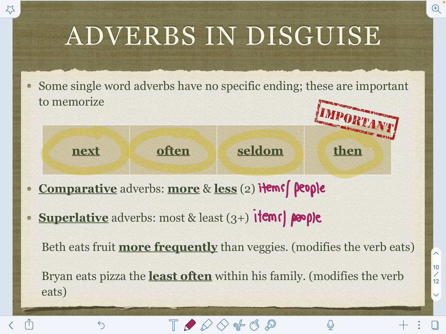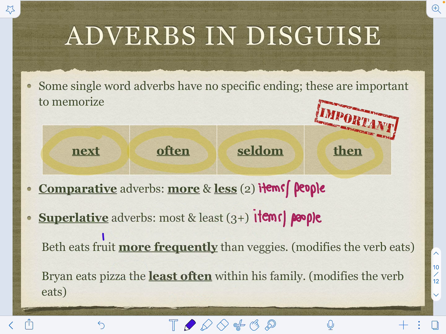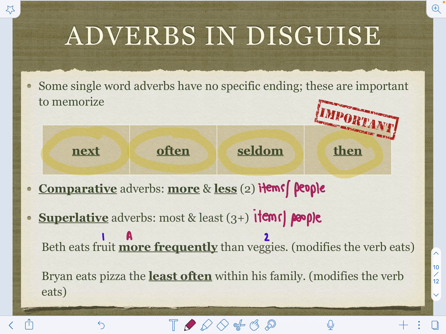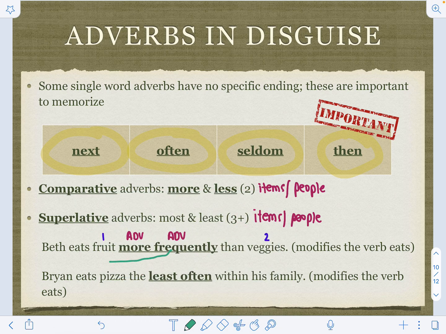I have 2 examples here. Beth eats fruit more frequently than veggies. We have item number 1 and item number 2. So of course I use the adverb more. Frequently is also an adverb. Frequently is modifying eats, and more is modifying frequently. You could double underline eats if you would like. That is the verb phrase.